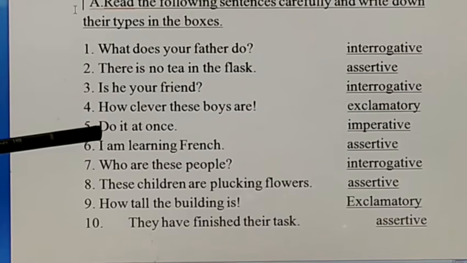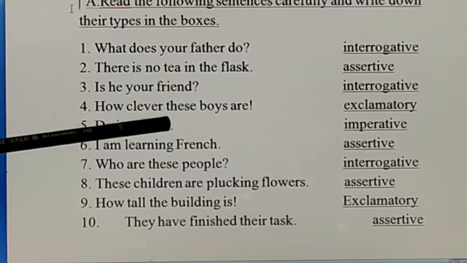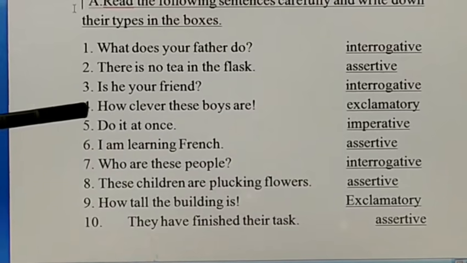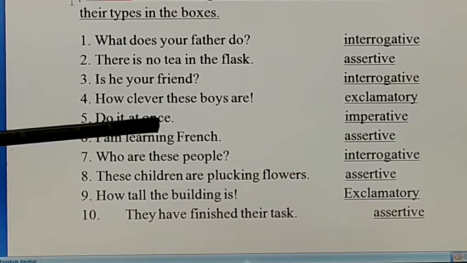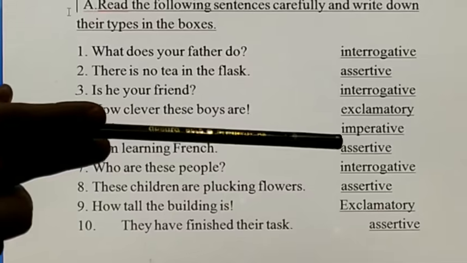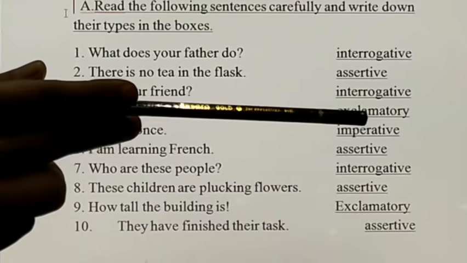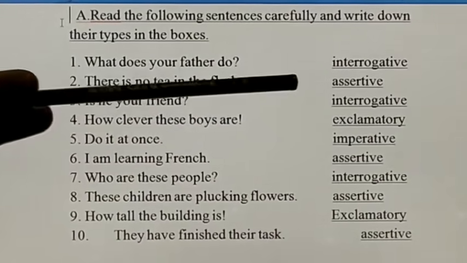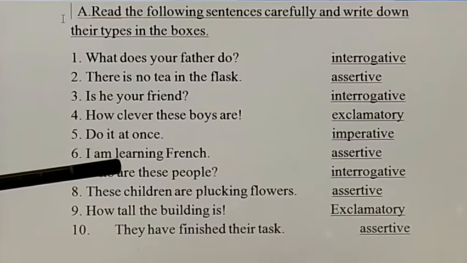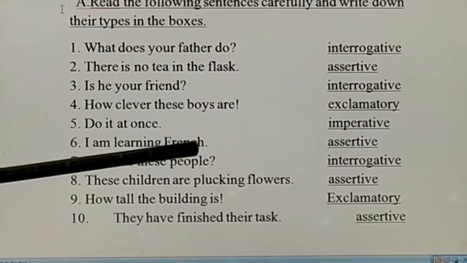Fifth one. Do it at once. Full stop. Can you see the full stop here? Do it at once means order. So what you are going to write in the blank? Imperative. Now sixth one. I am learning French. Full stop.